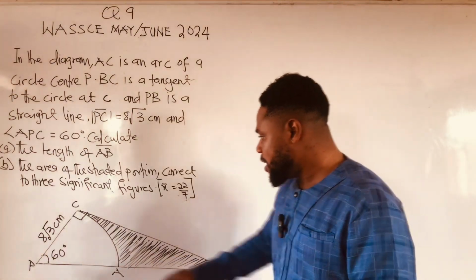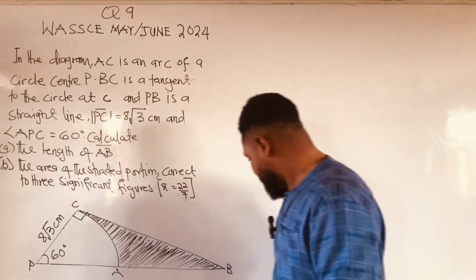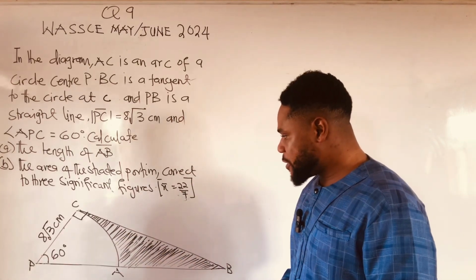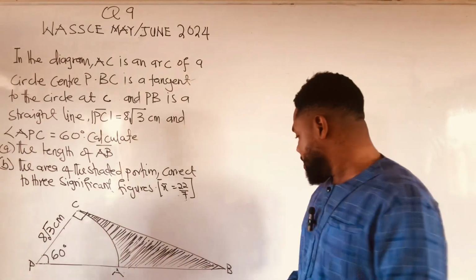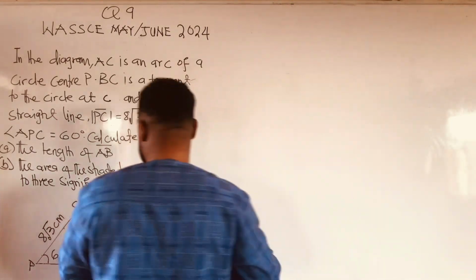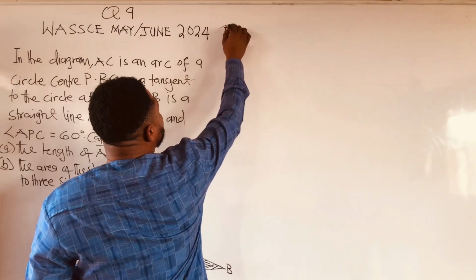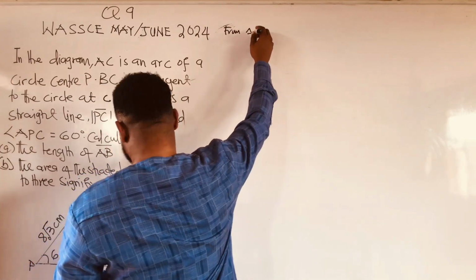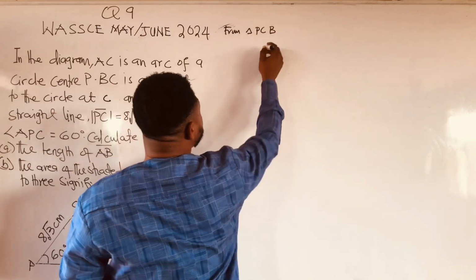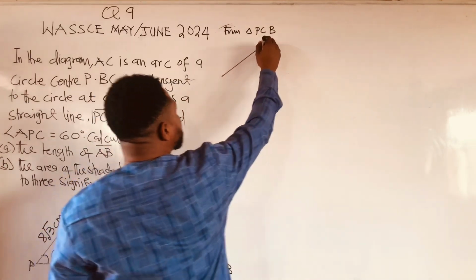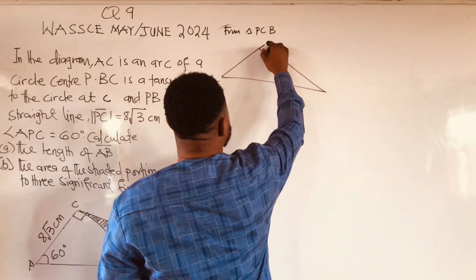So first of all, let us solve for PB, all right? Then we can subtract PA from it, and that will give us AB. So we take it from triangle PCB, all right? So we draw it nicely, as we can see here.